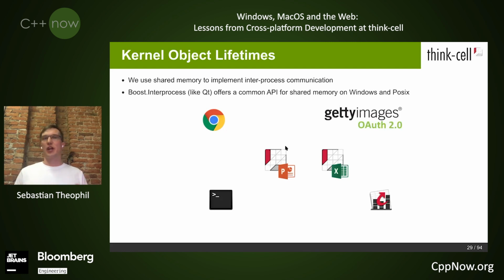We use shared memory a lot. Our product uses shared memory a lot to implement inter-process communication. And we use Boost.Interprocess because that offers a common API to access shared memory on Windows and POSIX systems. And now you're wondering, how much inter-process communication can you have with an add-in? Well, there are quite a lot of processes involved in our product.